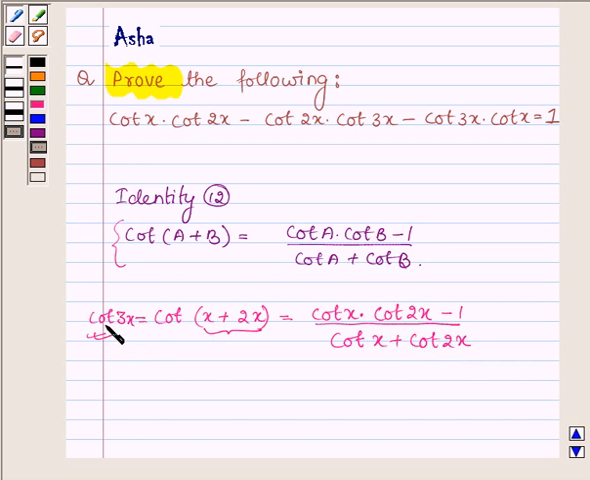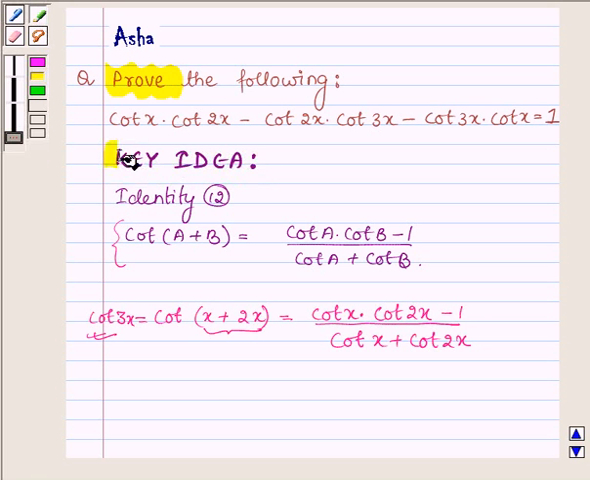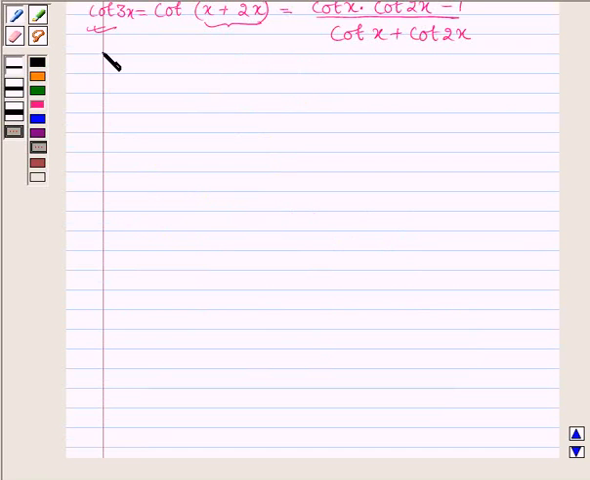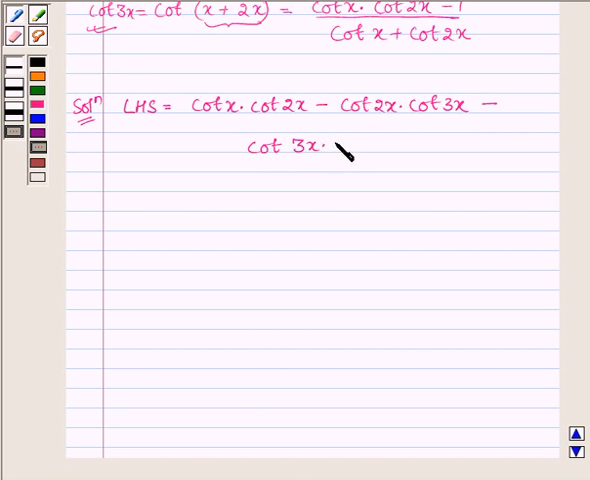So with the help of this idea, we are going to prove the above problem. So this is a key idea. Let us now start with the solution. The left hand side of the problem is cot x into cot 2x minus cot 2x into cot 3x minus cot 3x into cot x.